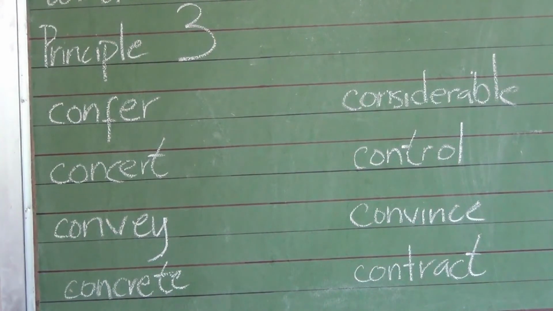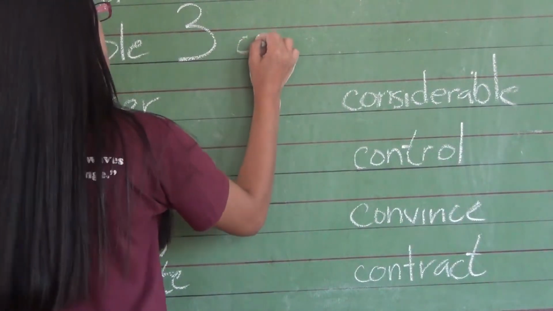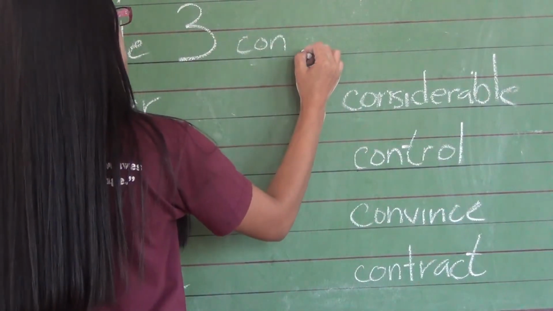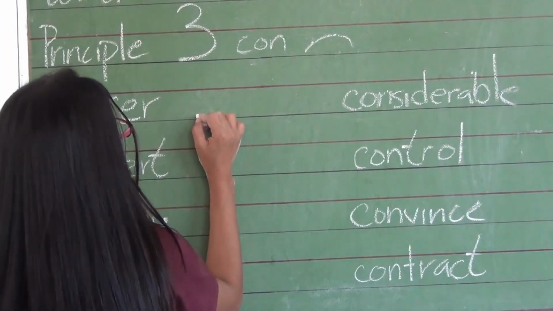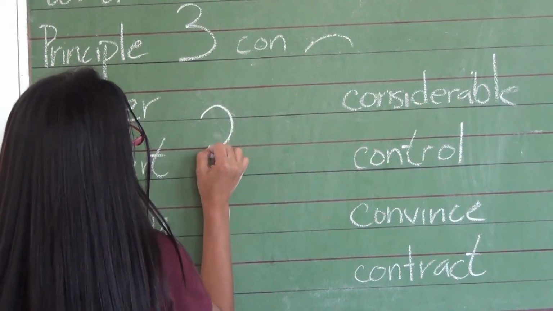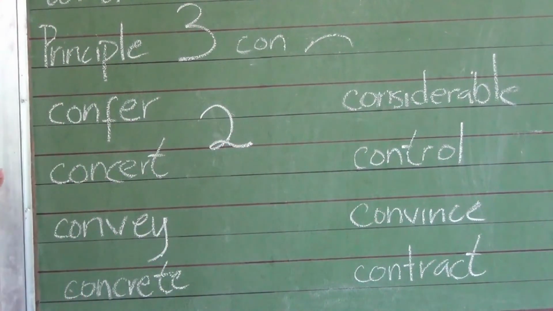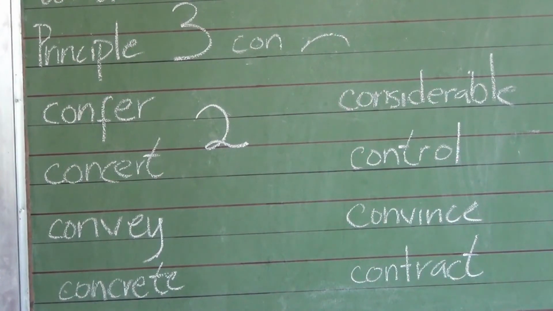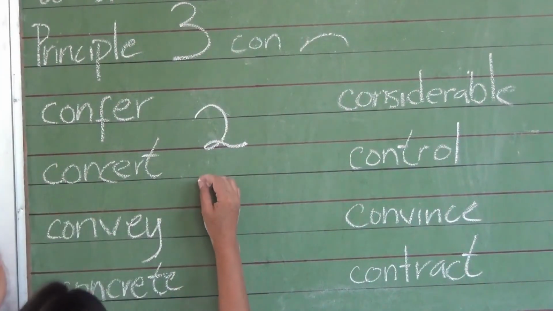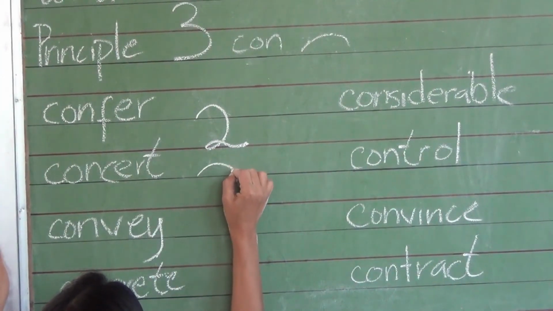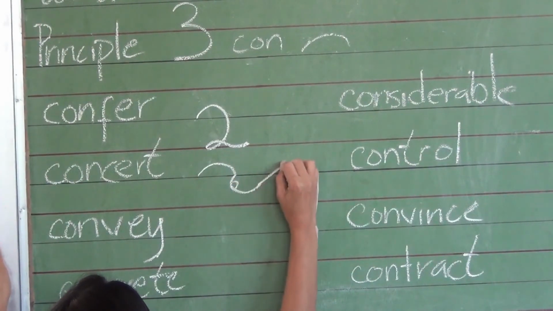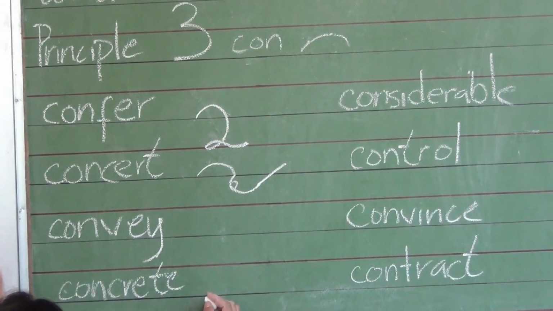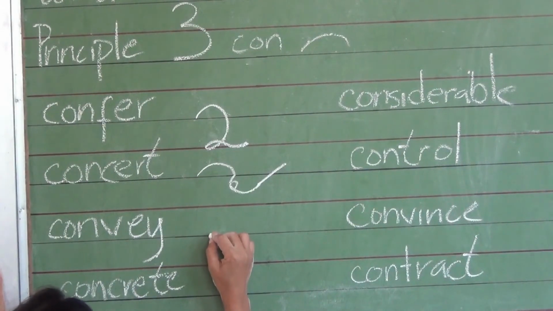The word beginning con is represented by K. For example, confer. It is represented by K, F, E, and R stroke. Next, concert is represented by K, left S, E, R, and T stroke. Next, convey. It is represented by K, V stroke, and A.